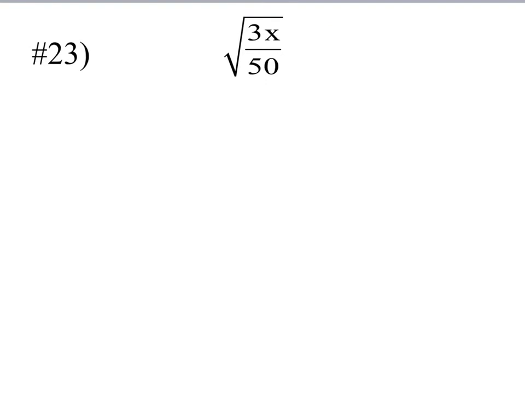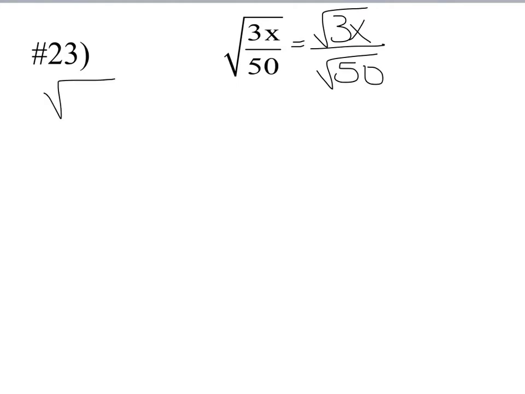Okay, square root of 3x over 50. First thing I'm going to do is use my quotient rule to say the square root of 3x over the square root of 50. Now I'm going to see if the square root of 50 simplifies at all, just to be safe before I go on.